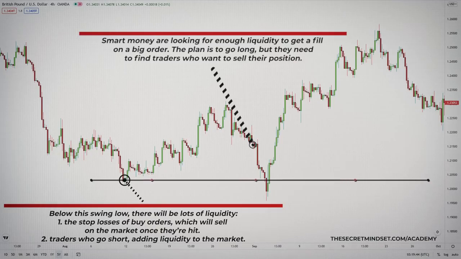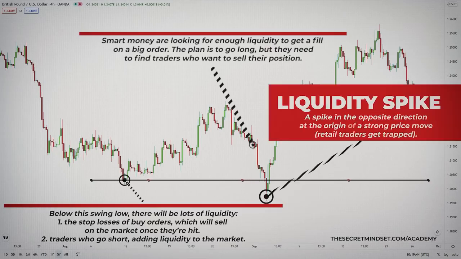This is why you will often see a spike in the opposite direction at the origin of a strong price move. The liquidity spike is the pattern that gets created when large market participants need liquidity and move the market in order to get it. Retail traders get trapped, their stops get hit, and they will often talk about stop hunting, while in fact, this is nothing more than normal market behavior.